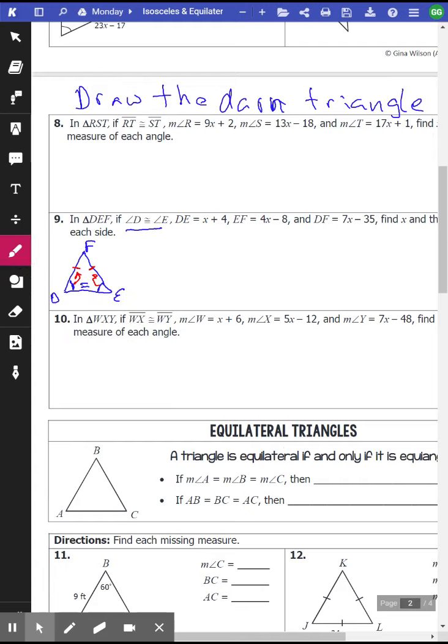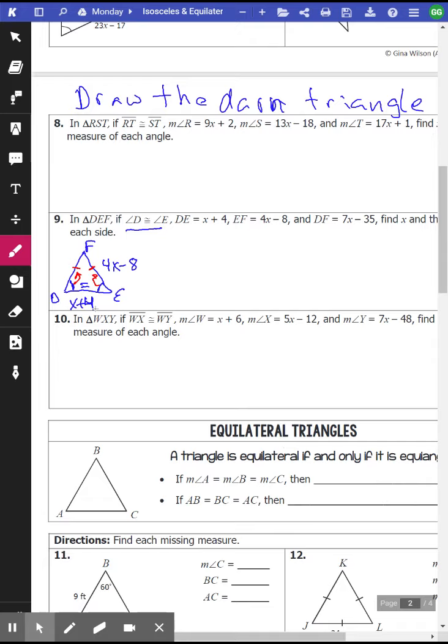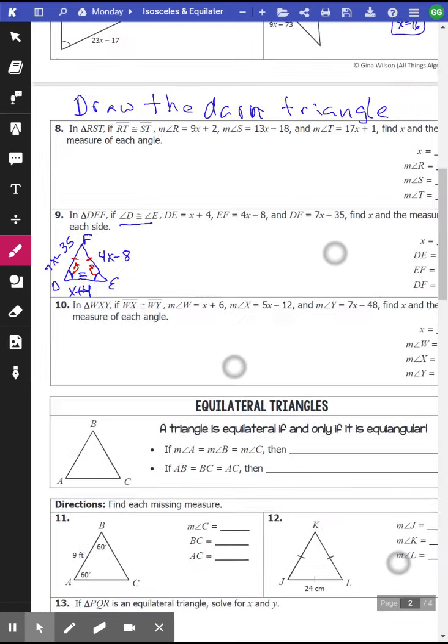So DE is x plus 4. EF is 4x minus 8. Oh, my bad. DE is x plus 4. I've written on the wrong one. And then DF is 7x minus 35. All right. Find x and the measure of all sides.